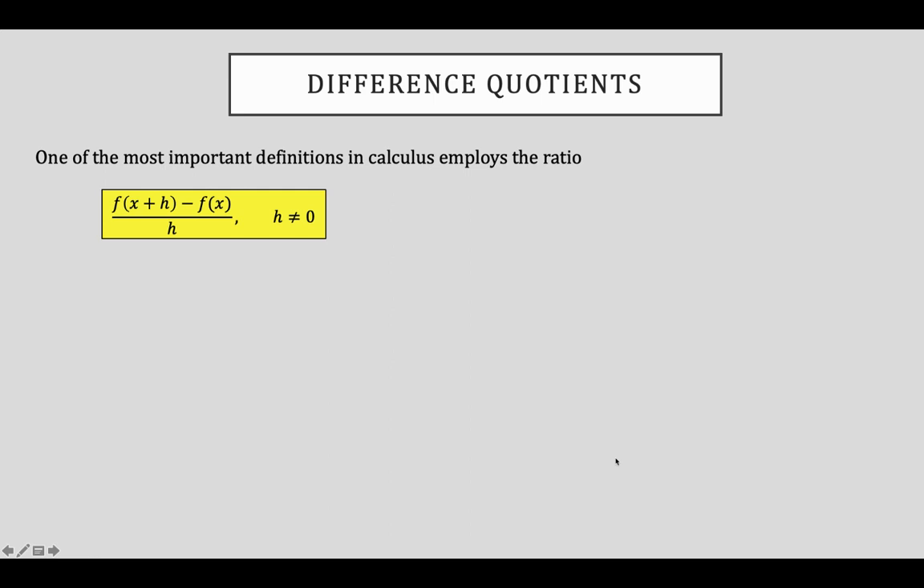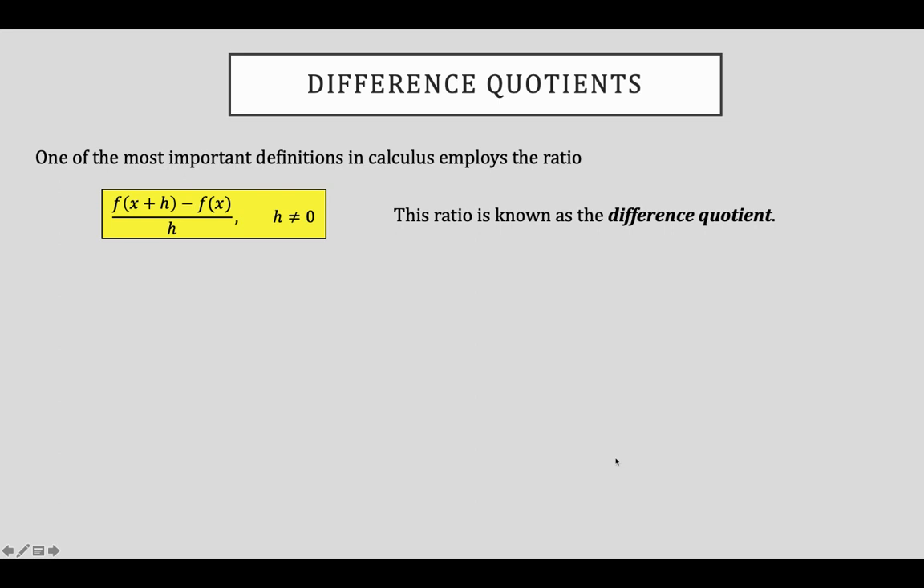One of the most important definitions in calculus employs the ratio f of x plus h minus f of x divided by h, where h does not equal 0. This expression is known as the difference quotient. For now, it's not going to mean a whole lot to you, but by the end of the school year, you will understand difference quotients and become pros at evaluating them.